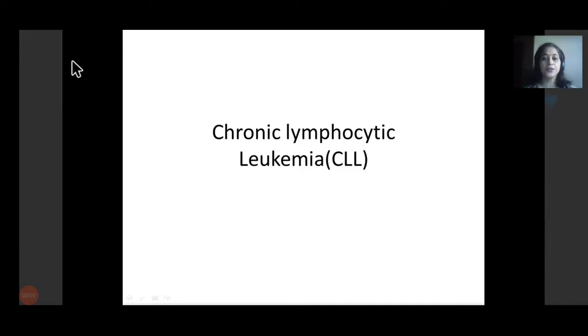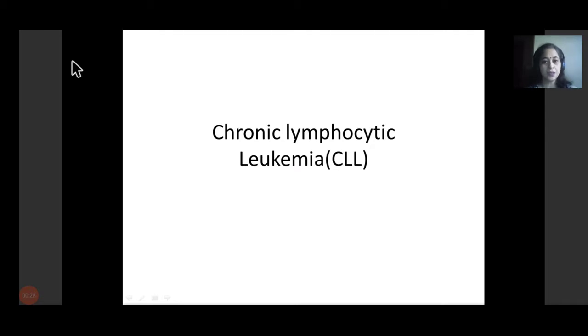about the definition of lymphocytic leukemia, the pathogenesis of it, the etiological factors, the clinical findings, the lab diagnosis, and we'll be discussing the prognostic markers and the stratification and the scoring system of lymphocytic leukemia.